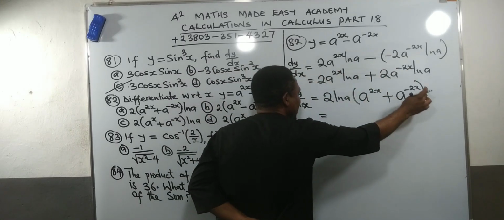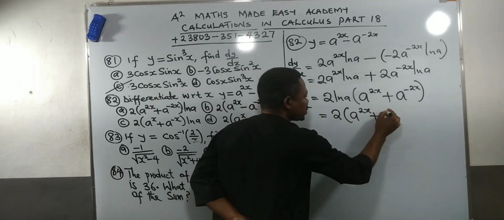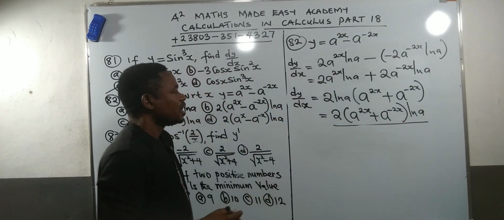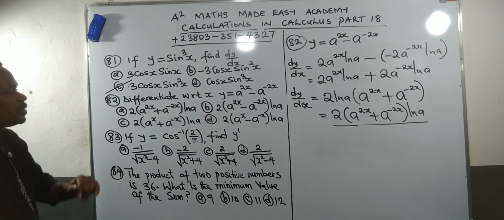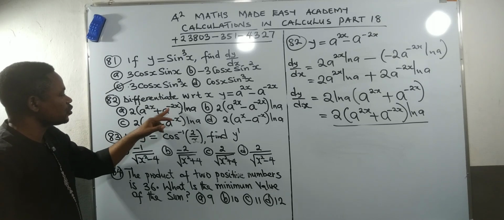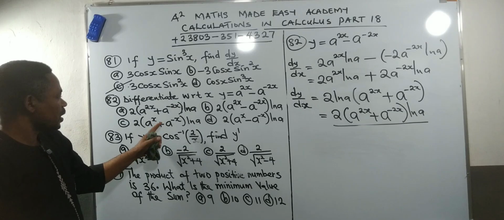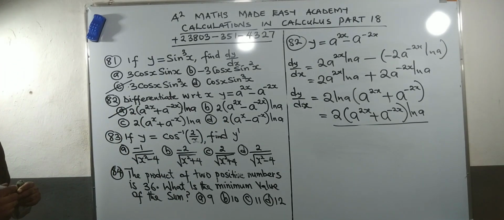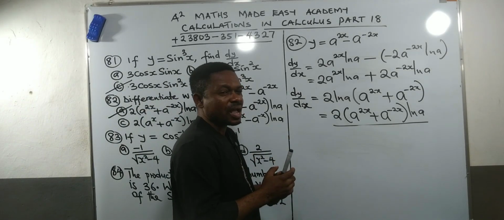Or I can take this ln A to the last. So what remains is just 2 bracket a to power 2x plus a to power minus 2x close bracket ln A. This is the final answer. Either this or this are the same thing. So we take the ln out. It's still the same thing. Now can we observe the options? This is 2 bracket a raised to power 2x plus a raised to power minus 2x ln A. Wow. So no, it cannot be this. It cannot be this. It cannot be that. So which means the answer in the options is what? A. Can you see how to do something like this now? As simple as ABC. Are you with me now?